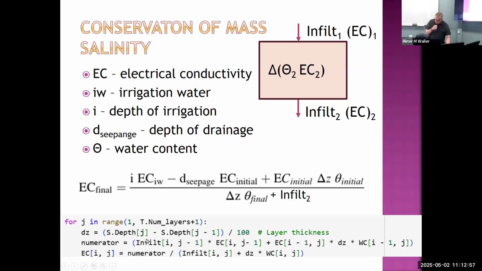And if we look at the code here, we can see that the numerator is all this. So I is the time, J is the layer. So J minus 1 would be the layer above. So for the first layer, that would be the irrigation water layer. And so on. So I's are times, J's are layers. And so you can see that the numerator's here, and then I divide by infiltration at IJ, so this would be layer J, plus my initial amount of water, which was the layer thickness, DZ, times WC.